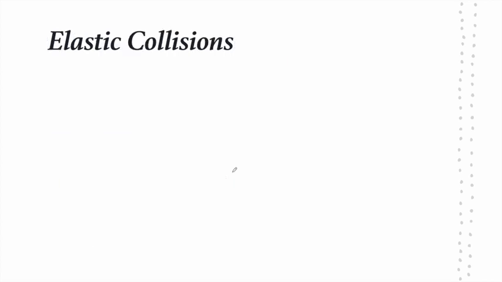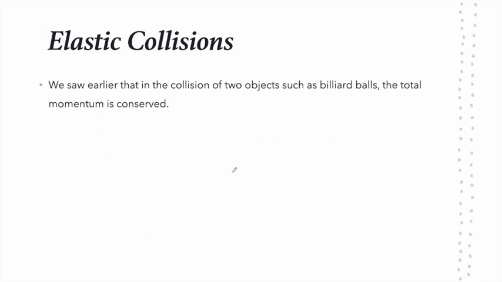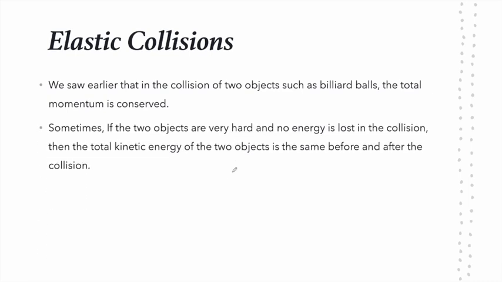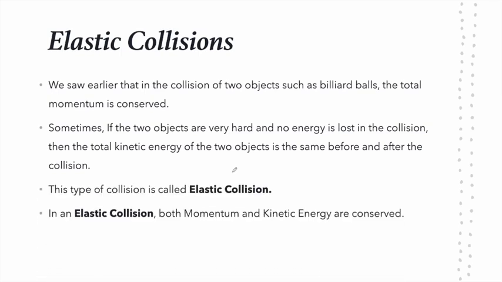All right, so talking about objects colliding, we have two types of collisions. We have elastic collisions and inelastic collisions. When dealing with an elastic collision, right, then we know that total momentum is conserved based on the conservation of momentum, but in an elastic collision, there are no energy losses. So in an elastic collision or perfectly elastic collision, then momentum and kinetic energy are conserved.